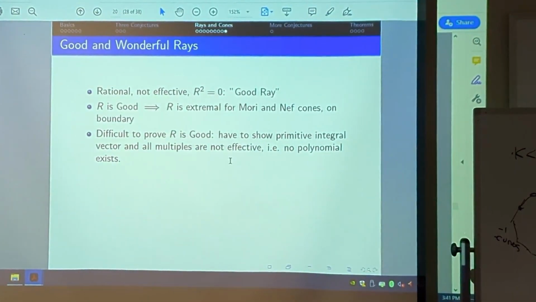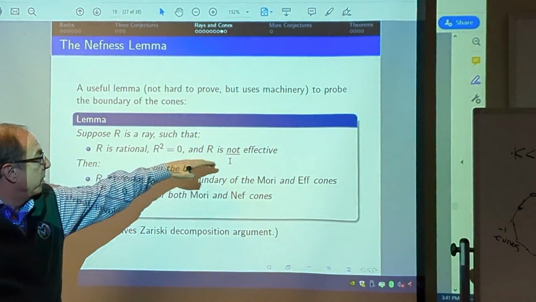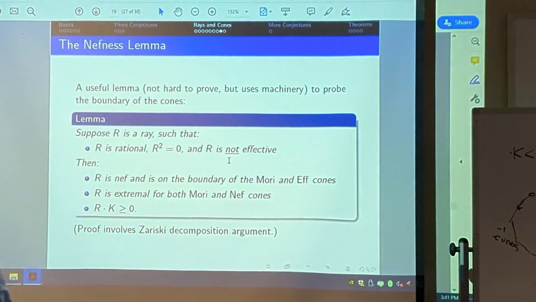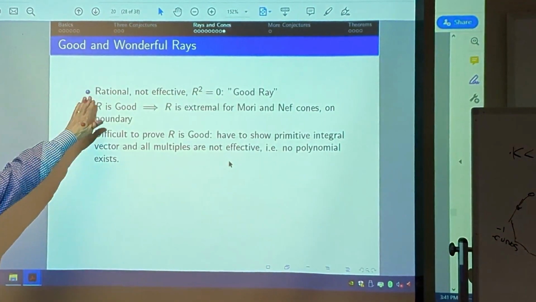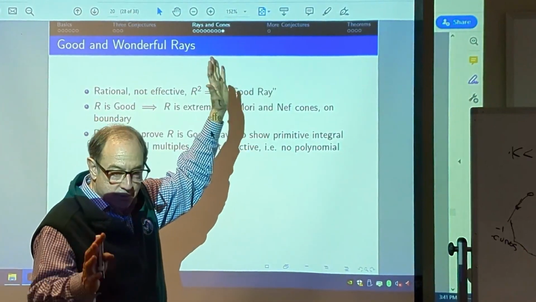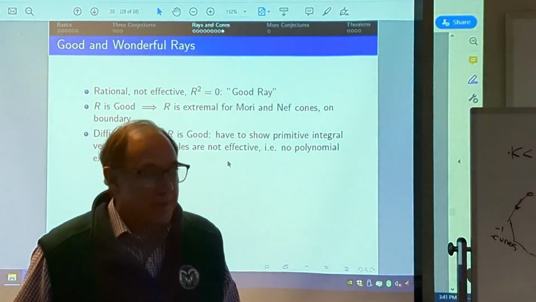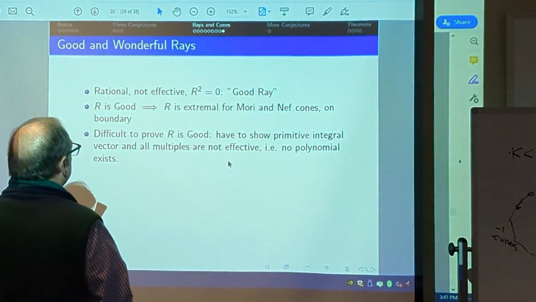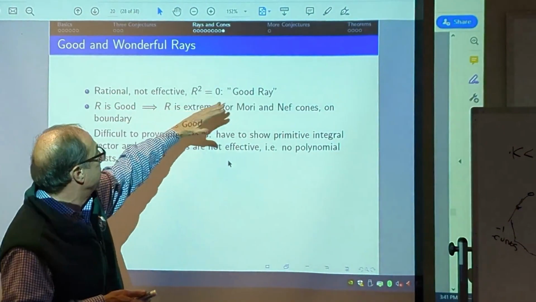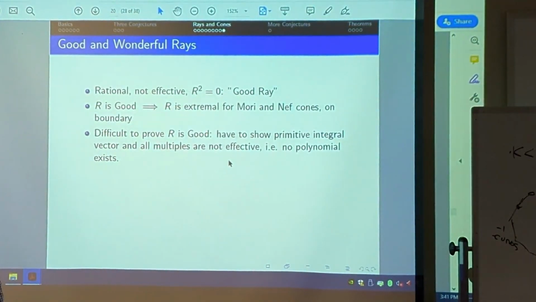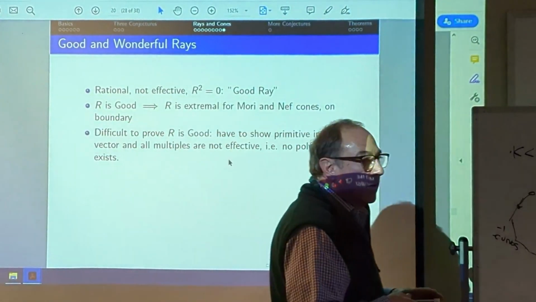All right, so now remember, what do you need? You need rational, square zero, but not effective, no curve. Okay. All right, so if it's rational, not effective, square zero, we're going to call that a good ray. Okay. Those are the ones we're after, right? It gives good information about the Mori cone and the effective cone. So, because if it's good, it's extremal, and we can throw it into our understanding of what this effective cone is all about. But it's difficult to prove that a ray is good.